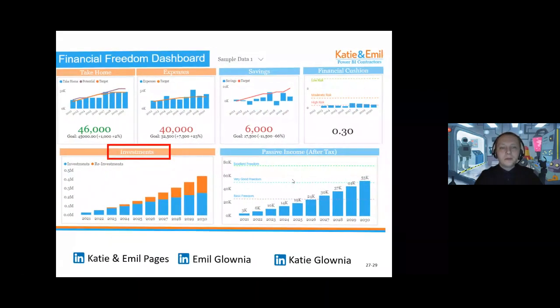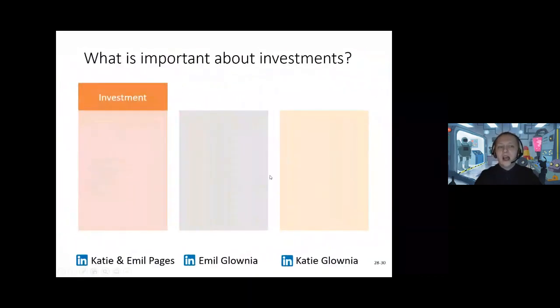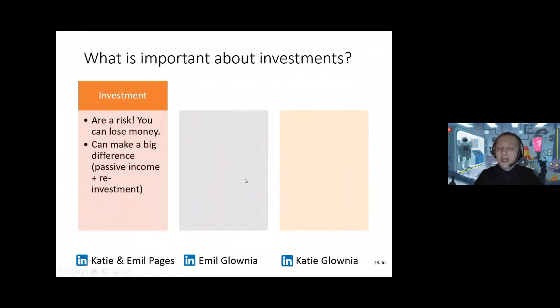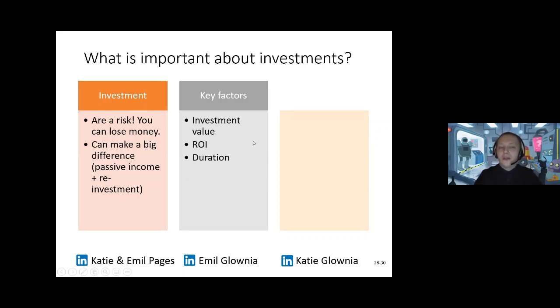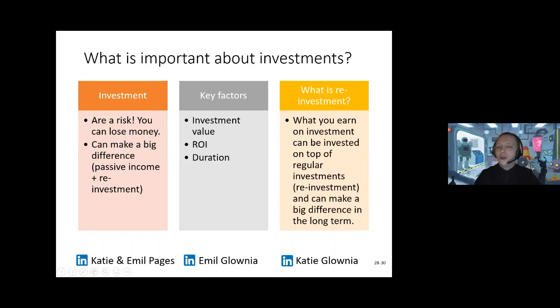Now, investments. What is important about investments? There is a risk you can lose money. Passive income and reinvestments can make a big difference. I've shown you some examples, and it's worth trying them on yourself. I've spent quite a bit of time myself doing different scenarios and getting my head around them. Investment value, return on investment, and duration are the key ones, and it's important to understand the relationship between those three. And reinvestments, as I mentioned: what you invest gives you a certain passive income, and you can take this amount and reinvest again, and that will keep increasing and increasing, and it makes a big difference.